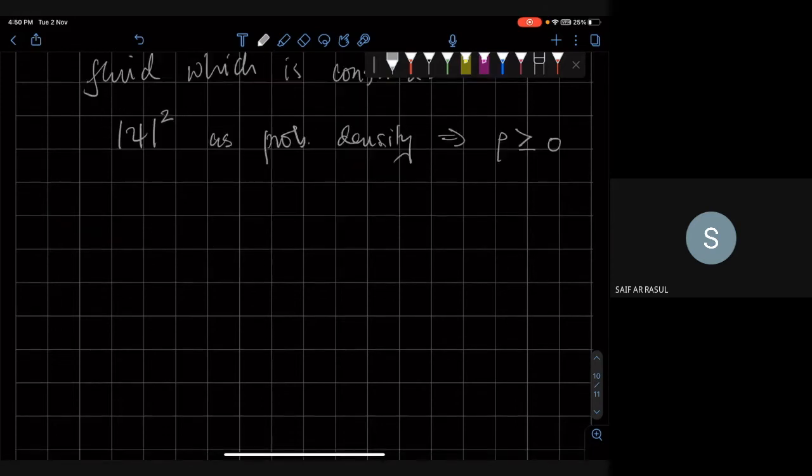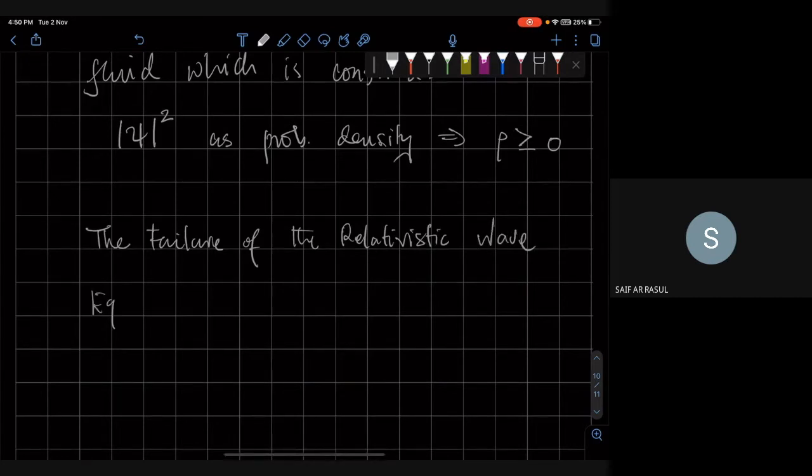So this is a good place for us to talk about why the relativistic wave equation fails as a quantum mechanics equation. Okay. So this is my next topic, the failure of the relativistic wave equation as a quantum mechanical equation.